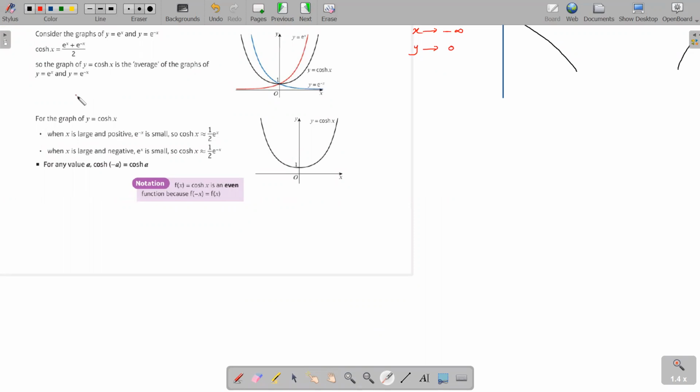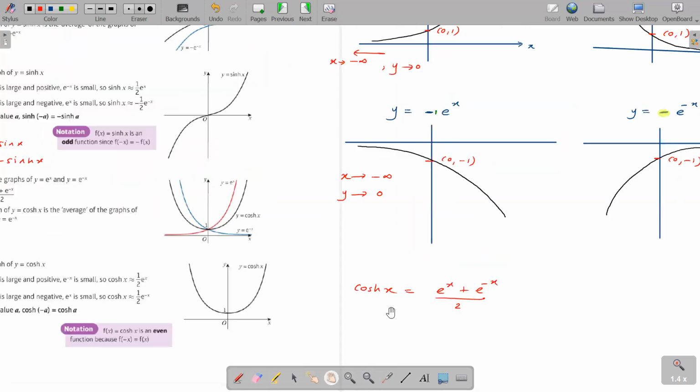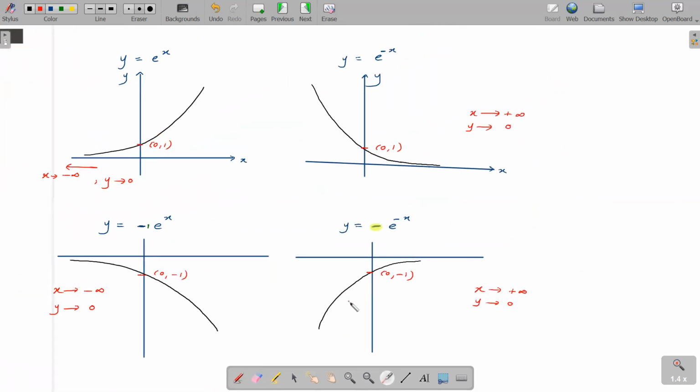Again, you can do the same thing that we did before. You can break the graph into two. Cosh x is equal to (e to the power x plus e to the power minus x) divided by 2. In this case, cosh x is the average of the e to the power x and the e to the power negative x graphs, so it's the first two graphs. You plot both of these graphs on the same axis, and then you draw a line that passes through the middle of the two graphs.